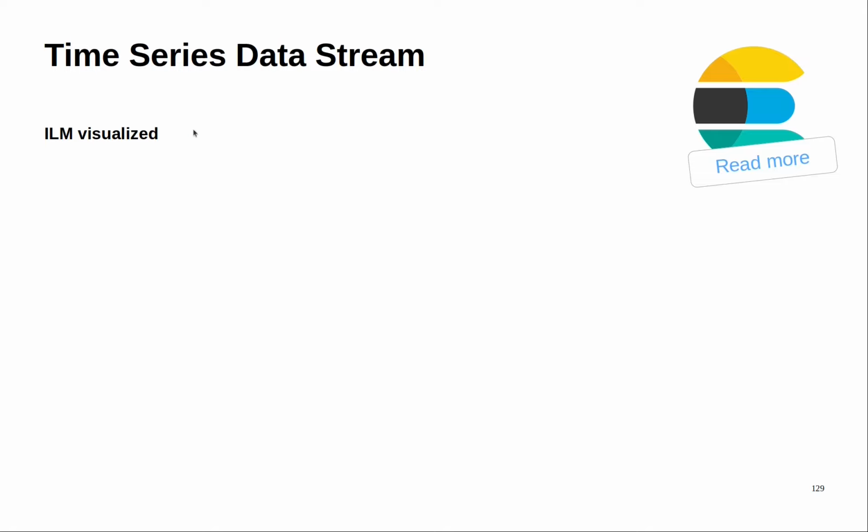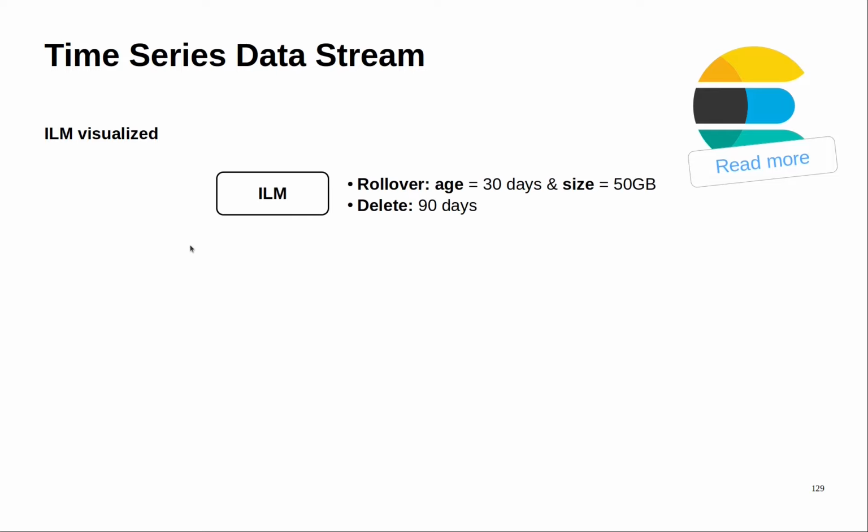So now let's try to visualize the ILM phases. Suppose that we configure ILM with these rules. Here are the rollover criteria. So if age is equal to 30 days, or if we hit the size equal to 50 gigabytes, we'll create a new index to store the data. If the age of an index reaches 90 days, we will delete it.